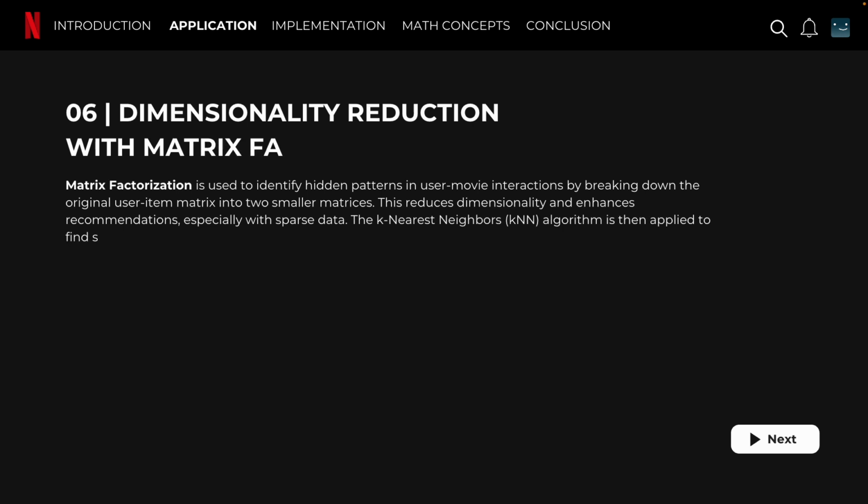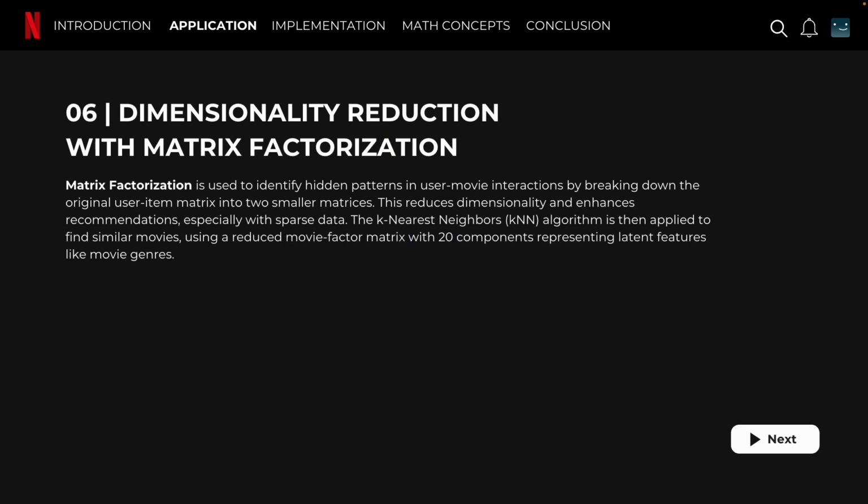Dimensionality reduction with matrix factorization decomposes the user item matrix into two smaller matrices, uncovering hidden patterns in user-movie interactions. This process reduces dimensionality, improves handling of sparse datasets, and enhances recommendation accuracy. The k-nearest neighbor algorithm is then applied to the reduced movie factor matrix, leveraging 20 latent components such as movie genres to deliver precise, diverse recommendations.